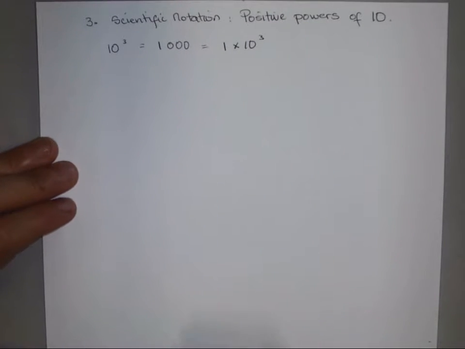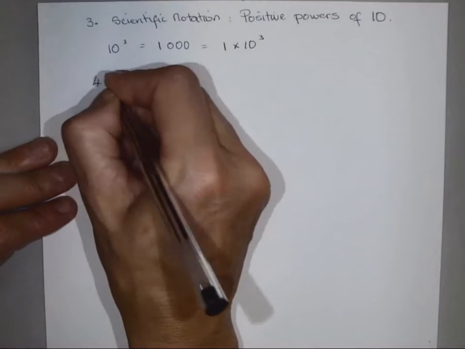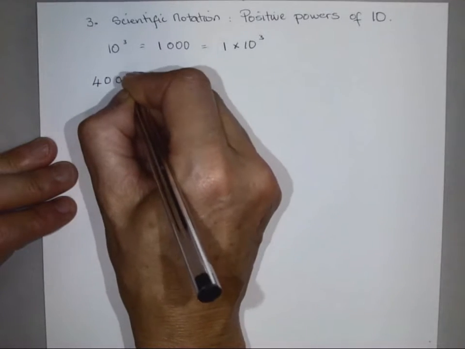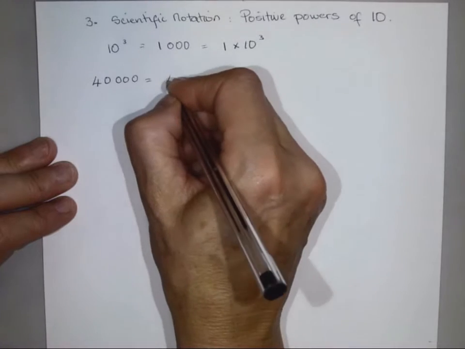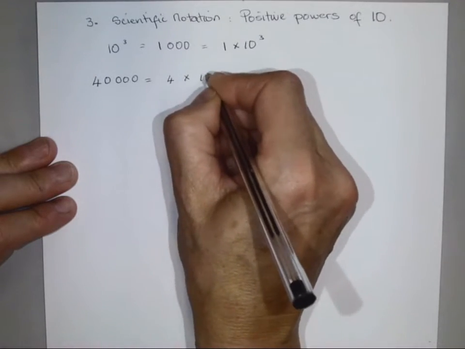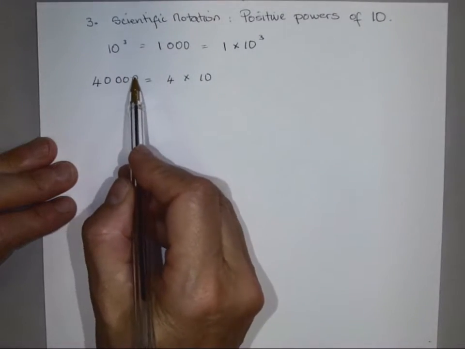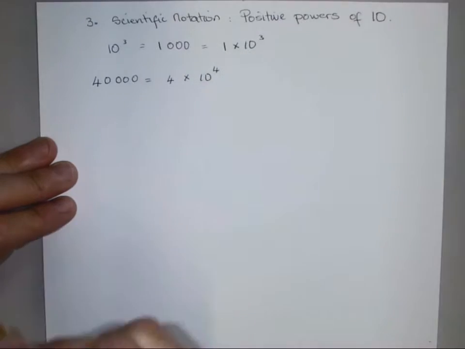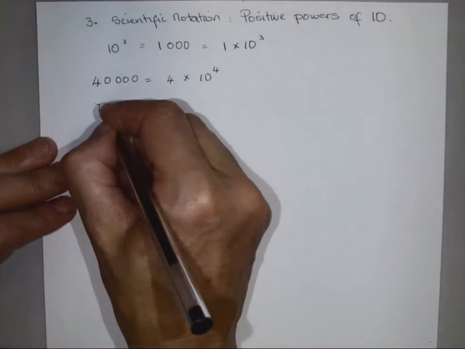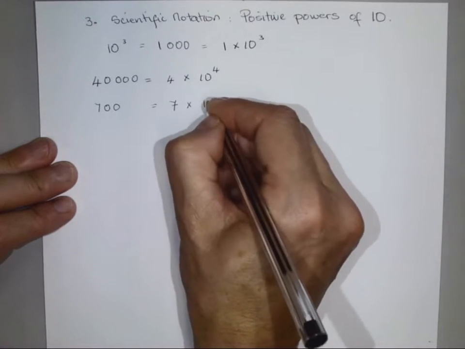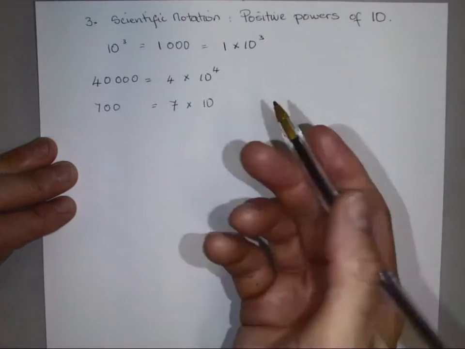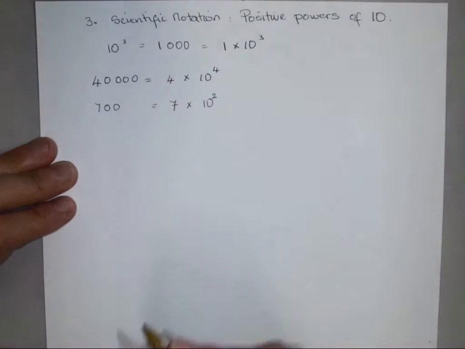Let's try a few of these. Okay, if I had 40,000, that's the same as 4 by 10 to the power of 1, 2, 3, 4. 10 to the power of 4. For example, 700 is going to be 7 by 10 to the power of, as there are two zeros, it's 100, 10 to the power of 2.